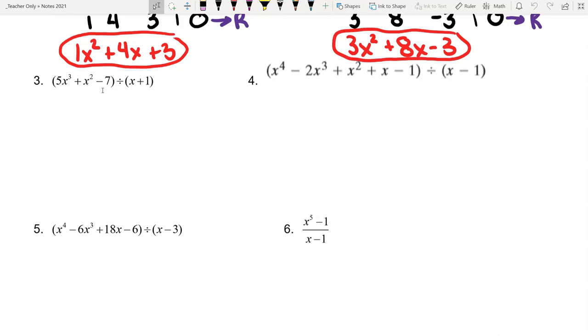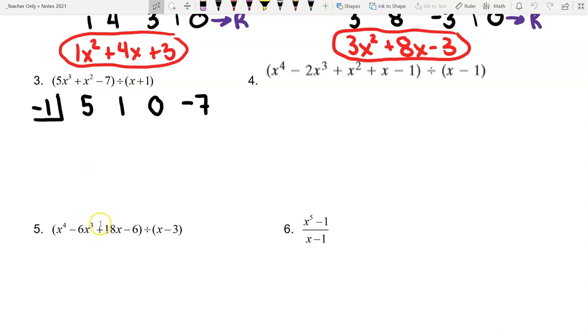The factor, of course, is a +1, so it's going to be a -1 in the box. Start setting up your coefficients. So you have a 5x cubed, you have a 1x squared, but you have a 0x. You have to put that 0 in there for the fact that you're missing it, and then you have the -7. Because if you forget this 0, you're going to be off. Like, you will never get the right answer. So you have to put a placeholder in here saying that we're missing an x.